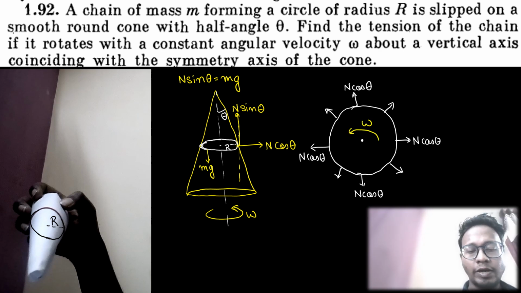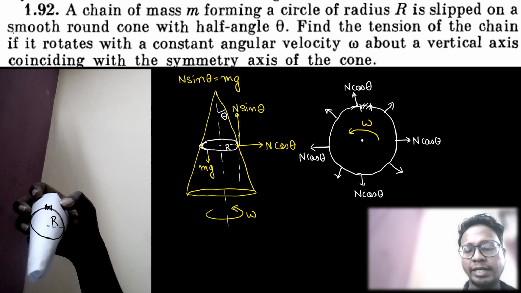Okay, now the problem is, if N cos theta is acting radially outward, this ring should expand. Why is the ring not expanding? Because there is an internal tension force of the ring holding it together. That means the parts of the ring are pulling each other. So I'm taking an elemental mass of the ring out here and analyzing it.